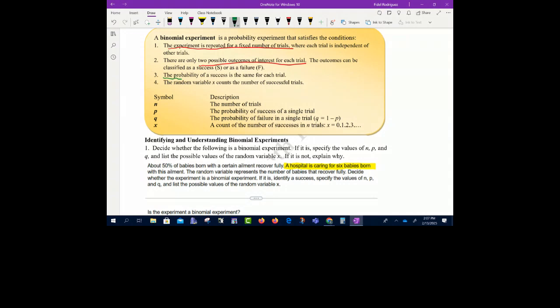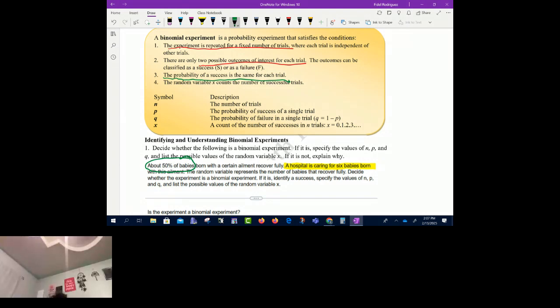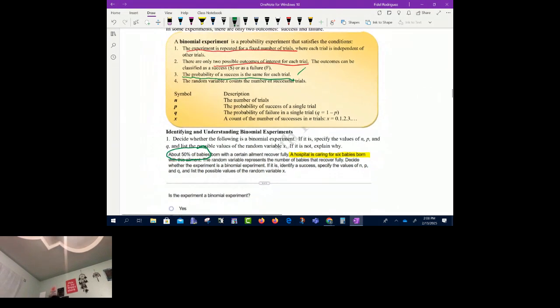The probability of a success is the same for each trial. What's the probability that these babies are going to get better? 50%, right? So half of them are going to get better, half of them are not, whatever it happens to be. But the likelihood that they're going to get better is still 50% every single time. So y'all, is this a binomial experiment? Yes, because we satisfied all the conditions. The random variable x counts the number of successful trials.